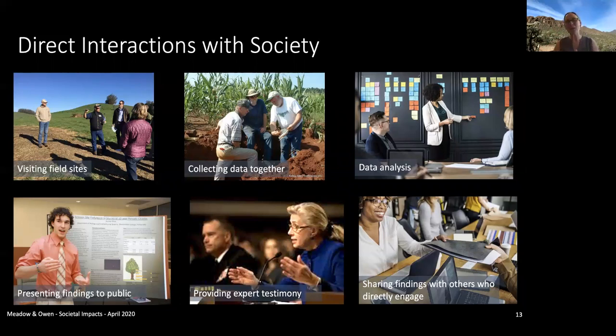Okay. The other way that your research gets to the people who use it and who need it is through these direct interactions with society. Some examples, these are not exclusive: you might have direct engagement with key decision makers and practitioners, visiting them in their place of work or community, collecting and analyzing data together. You might present your findings straight to your stakeholders or to the public. You might provide professional advice or expert testimony. Those are all direct links between your research and the people who might need it to make decisions.